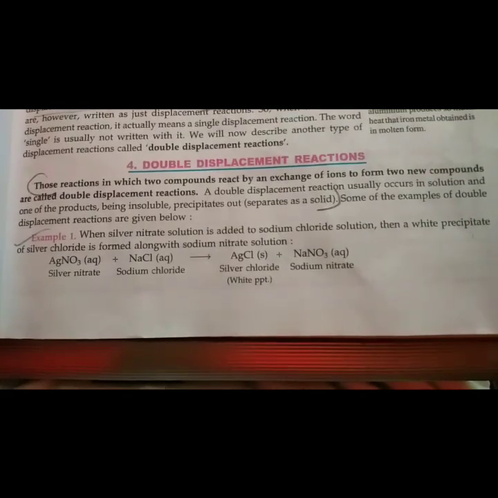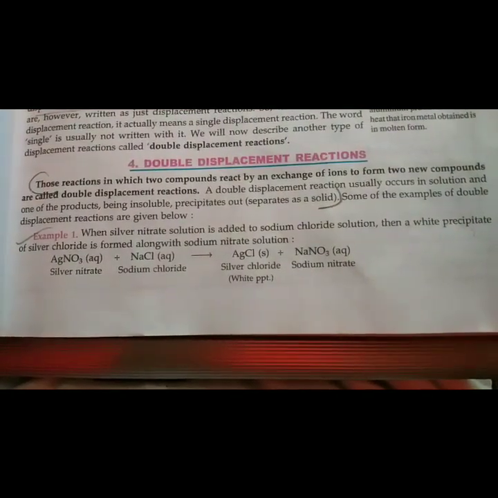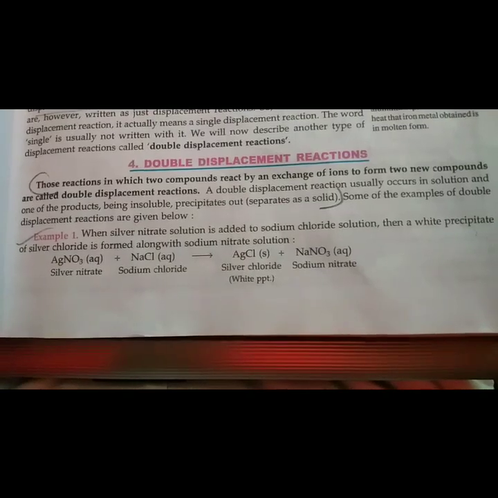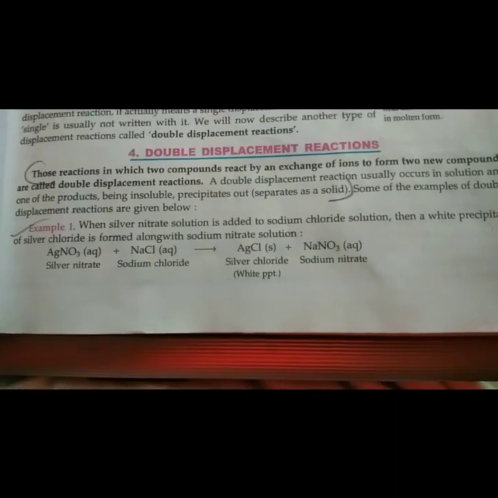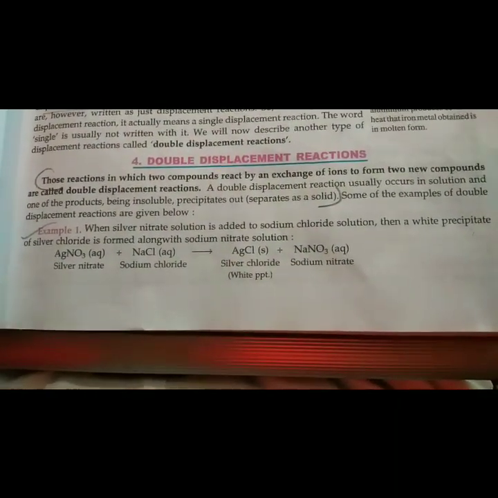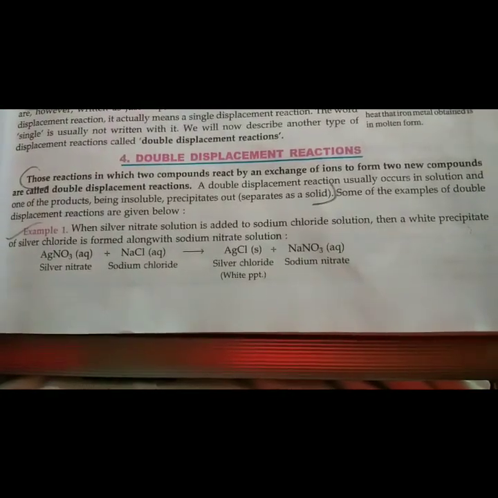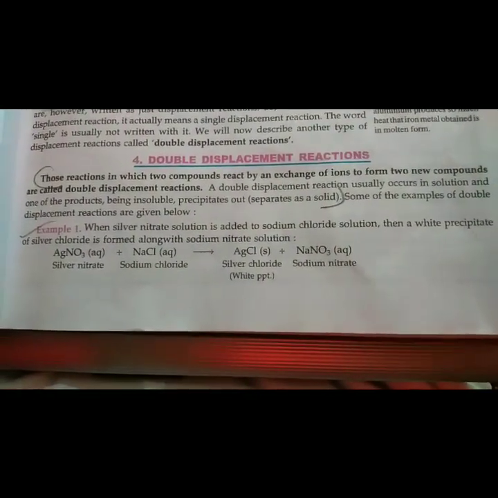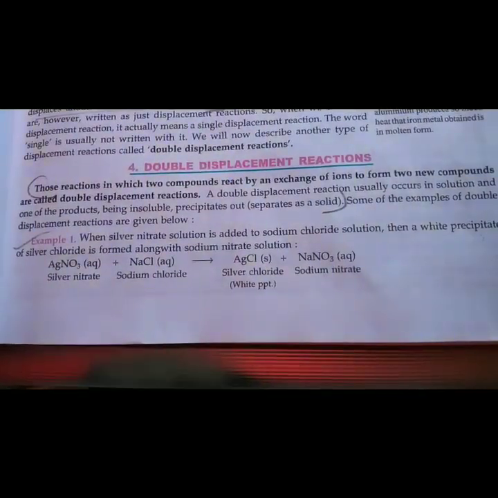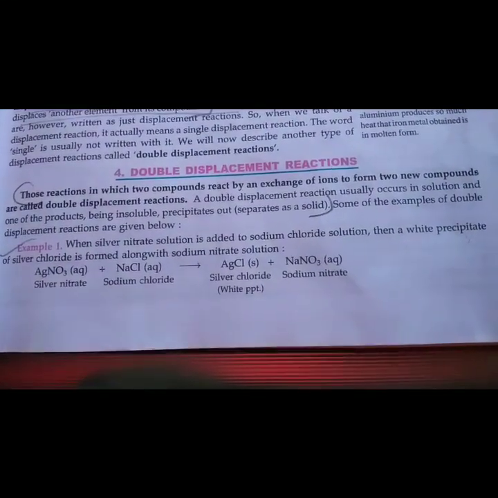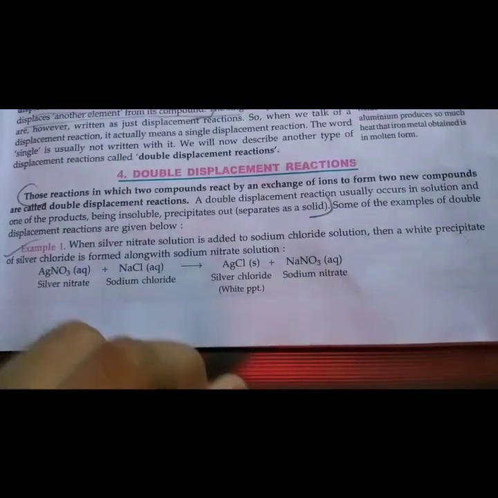Now you see, silver nitrate consists of two ions, silver and nitrate ions, and in a similar way sodium chloride breaks down into two ions, the sodium and chloride ions. The silver ion of AgNO3 combines with the chloride ion of NaCl and forms silver chloride. In a similar way, the sodium ion combines with the nitrate ion to form sodium nitrate. So you see here that two compounds are formed, and that's why it is known as a double displacement reaction.